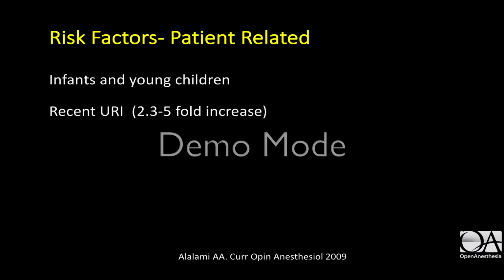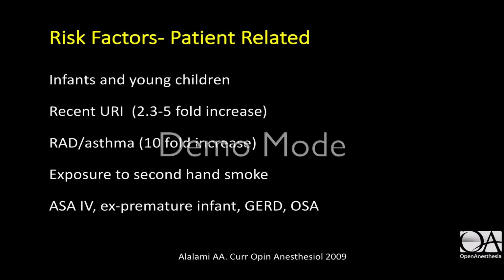The most important patient-related risk factor is young age. Laryngospasm is seen more commonly in infants and children less than 2 years of age. A recent URI within the last 2 weeks increases the risk from 2.3 to 5-fold. Similarly, children with reactive airway disease and asthma are 10 times more prone to develop laryngospasm. Other risk factors include ASA 4 patients, ex-premature infants, children with OSA, and reflux.